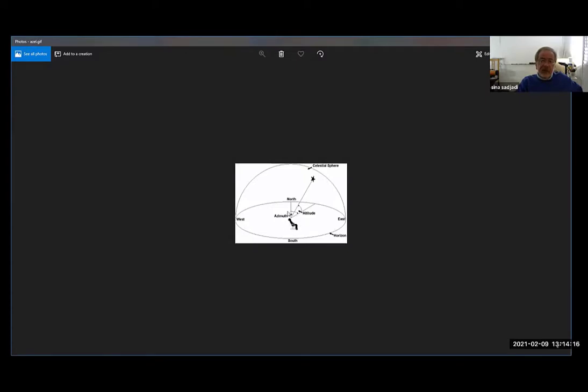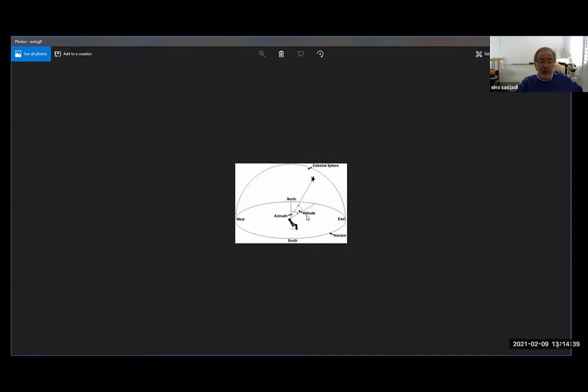Now, azimuth is for given directions: north and south and east and west. And the way it works is azimuth is always measured from the north going east. So you start from north going eastward, and then you find the azimuth.